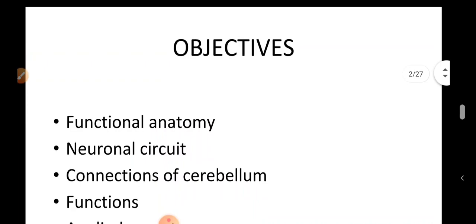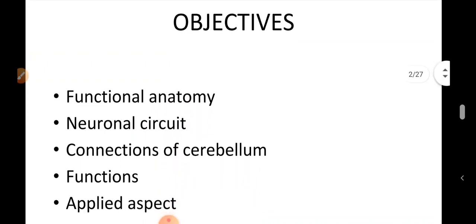So at the end of the lecture you must know the functional anatomy of cerebellum, the neural circuits that are present in the cerebellum, connections of cerebellum, afferents, projections and the efferents, then functions of cerebellum and applied aspect.